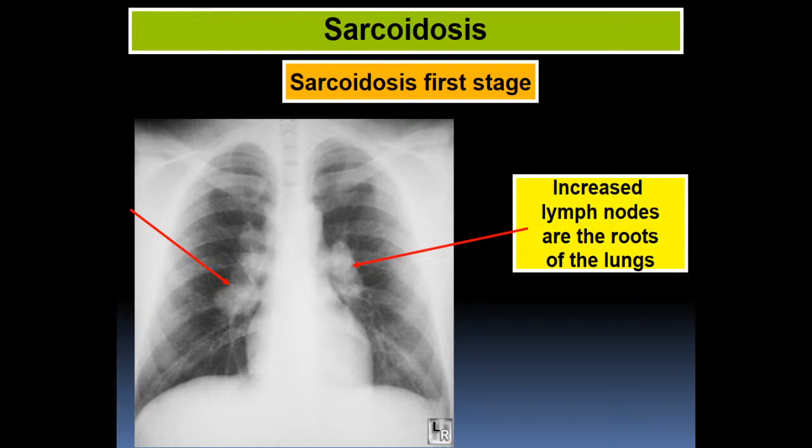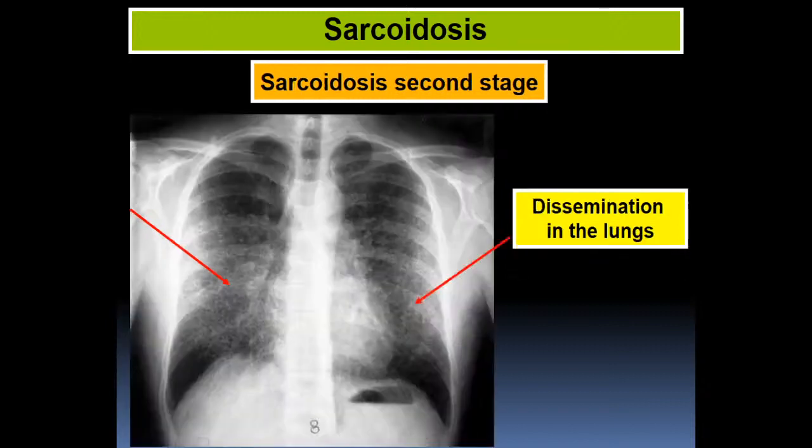For differential diagnosis with disseminated tuberculosis, the next disease is sarcoidosis. On this X-ray, you can see the first stage of sarcoidosis. Increased lymph nodes are in the roots of the lungs. This is the butterfly symptom. At this stage of sarcoidosis, we should differentiate it from primary tuberculosis, with tuberculosis of intrathoracic lymph nodes.